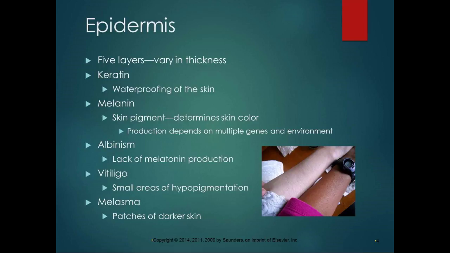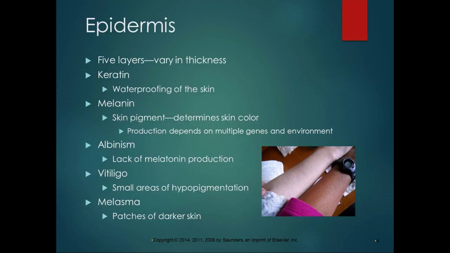So that's why we can take a shower without soaking up a bunch of water, because we have that keratin. Keratin is waterproofing for the skin. Our skin pigment is melanin, and that determines our skin color. And the production of melanin depends on multiple genes and environment.